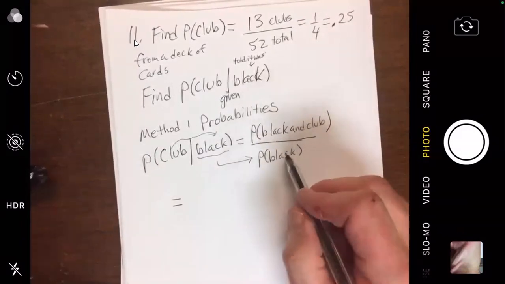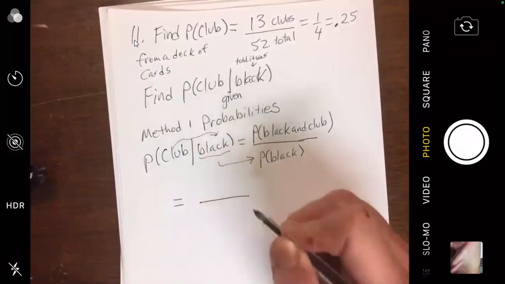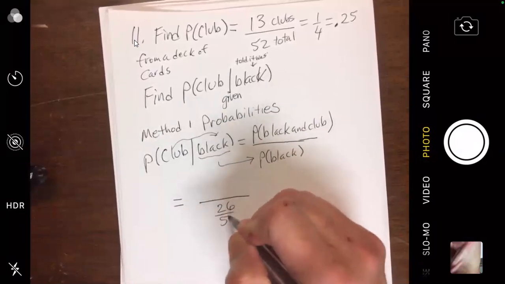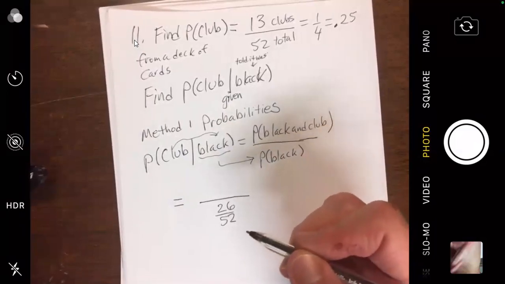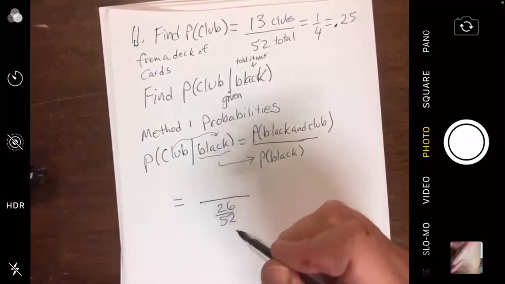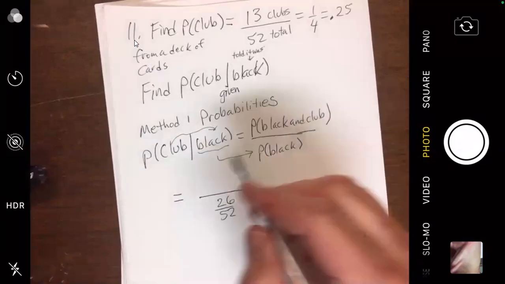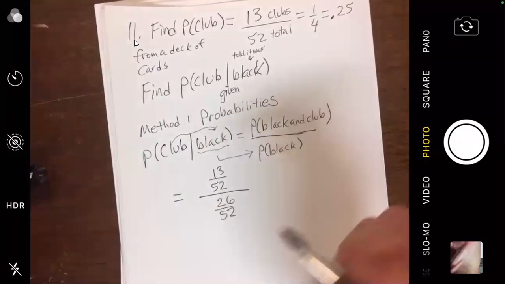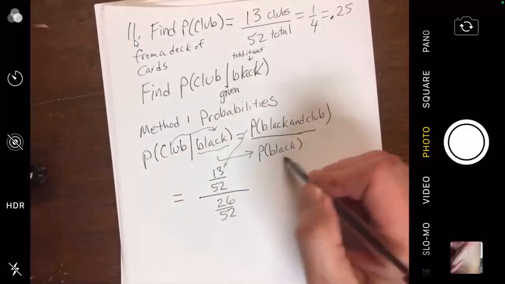If you start with the probability of a black, y'all know how many black cards are in the deck? 26. 26 out of 52. That's the probability of just drawing a black card. A half, in effect. Black cards are half the deck. All right. Black and club, well, there are 13 cards that are black and club out of 52. So that is the top one, and the black is this one.